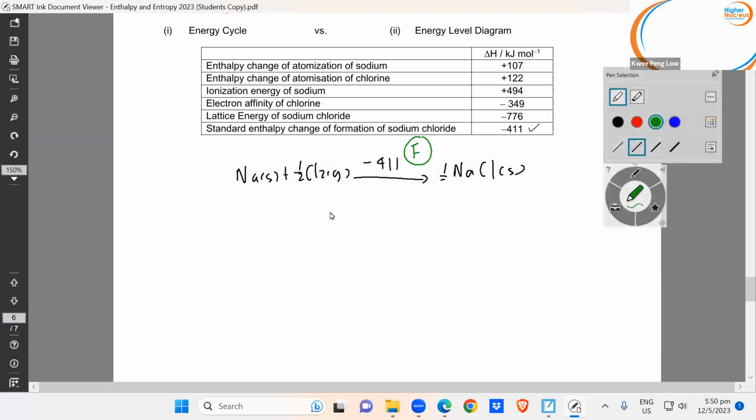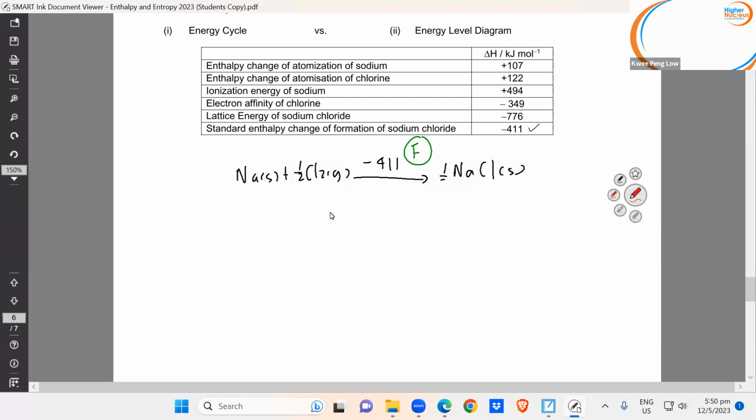Okay. After formation comes my atomization. I'm going to atomize sodium and chlorine. Sodium solid will become sodium gaseous atom. The value is plus 107. Chlorine molecule, I'm going to atomize it to chlorine atoms. The value is plus 122. So this is my atomization, A.